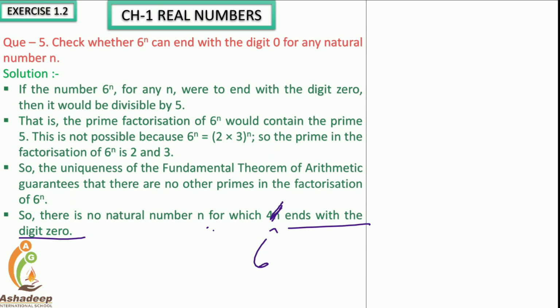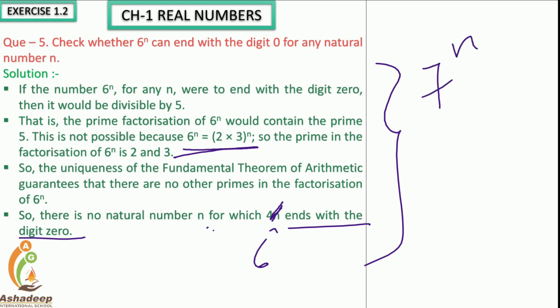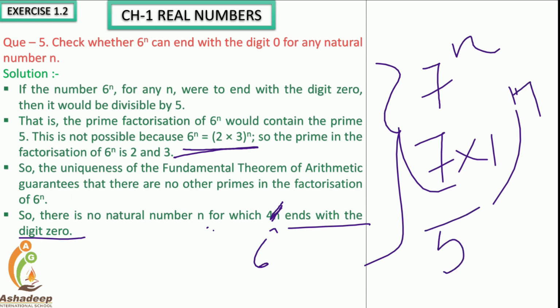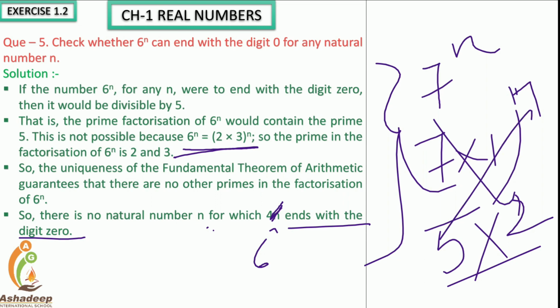It is simple. You need to remember the steps, what is written over there. But at the same time you need to do one thing, and that is if it is given 7 power n, you just simply write down 7 into 1 to the power n, and here you cannot find out the factor as a 5 and 2, so it does not end with the 0, right?